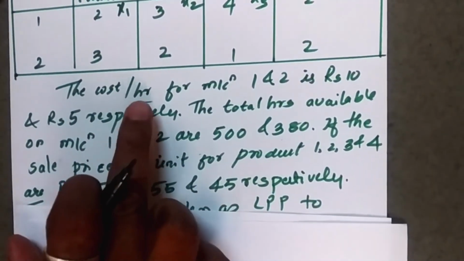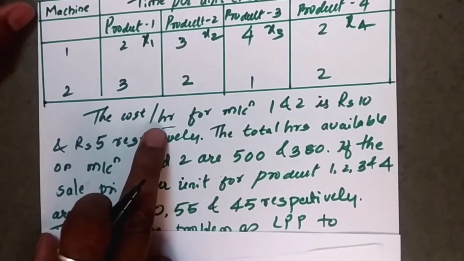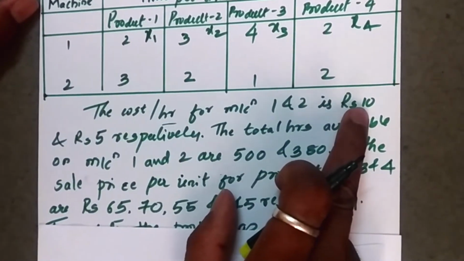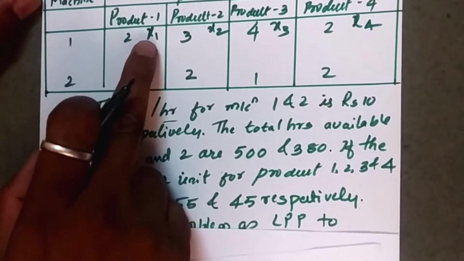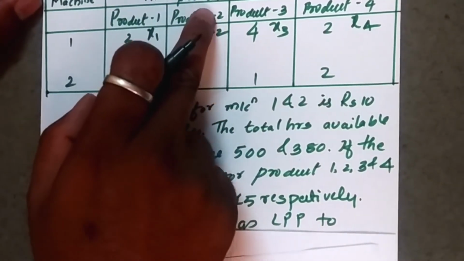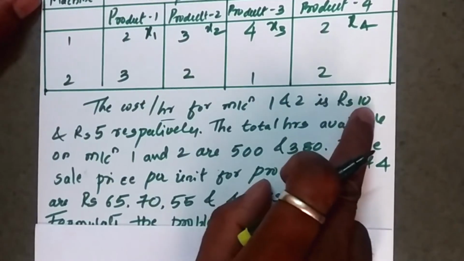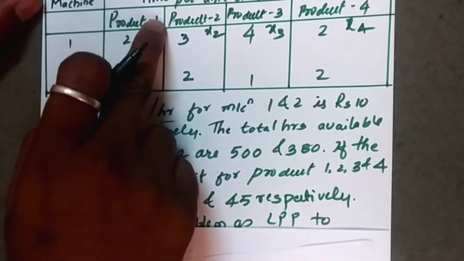Now we'll calculate the expenditure part. In the problem, they have stated that they are going to spend money on the machine, and they gave the cost with respect to 1 hour. Means if I use machine 1 for 1 hour, I have to spend rupees 10, and if I use machine 2 for 1 hour, I have to spend rupees 5. We have already stated X1 is for product 1, X2 is for product 2, like this. And if I use machine 1 for 1 hour, I should spend rupees 10. So they need 2 hours for product 1 on machine 1.